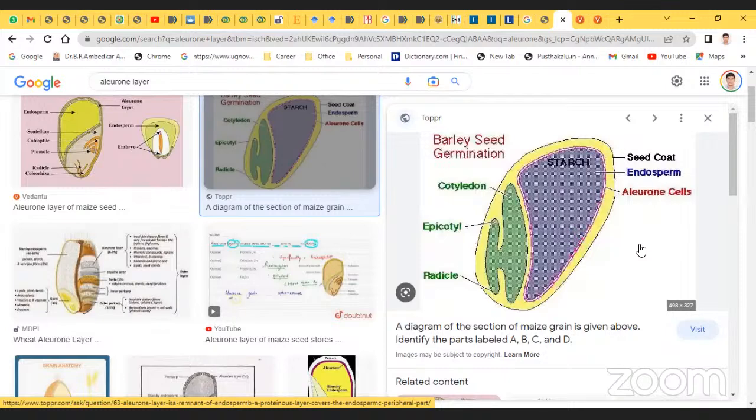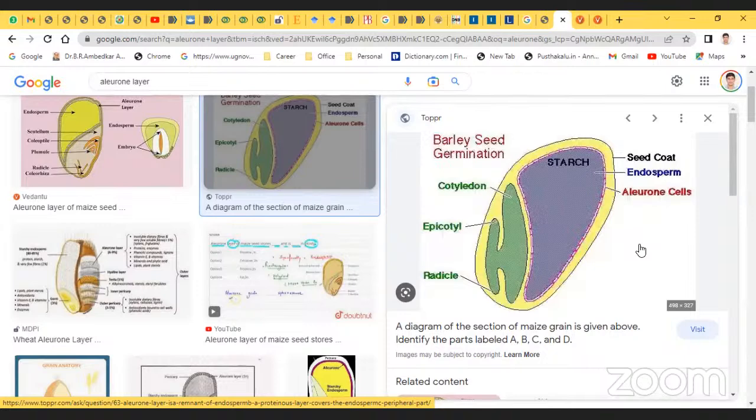Otherwise, before birth, these are called embryo. Embryo means it is small. It is a fertilized zygote. The fertilized egg is called zygote, and the fertilized zygote is called embryo. It is the mother cell of the sporophytic generation.